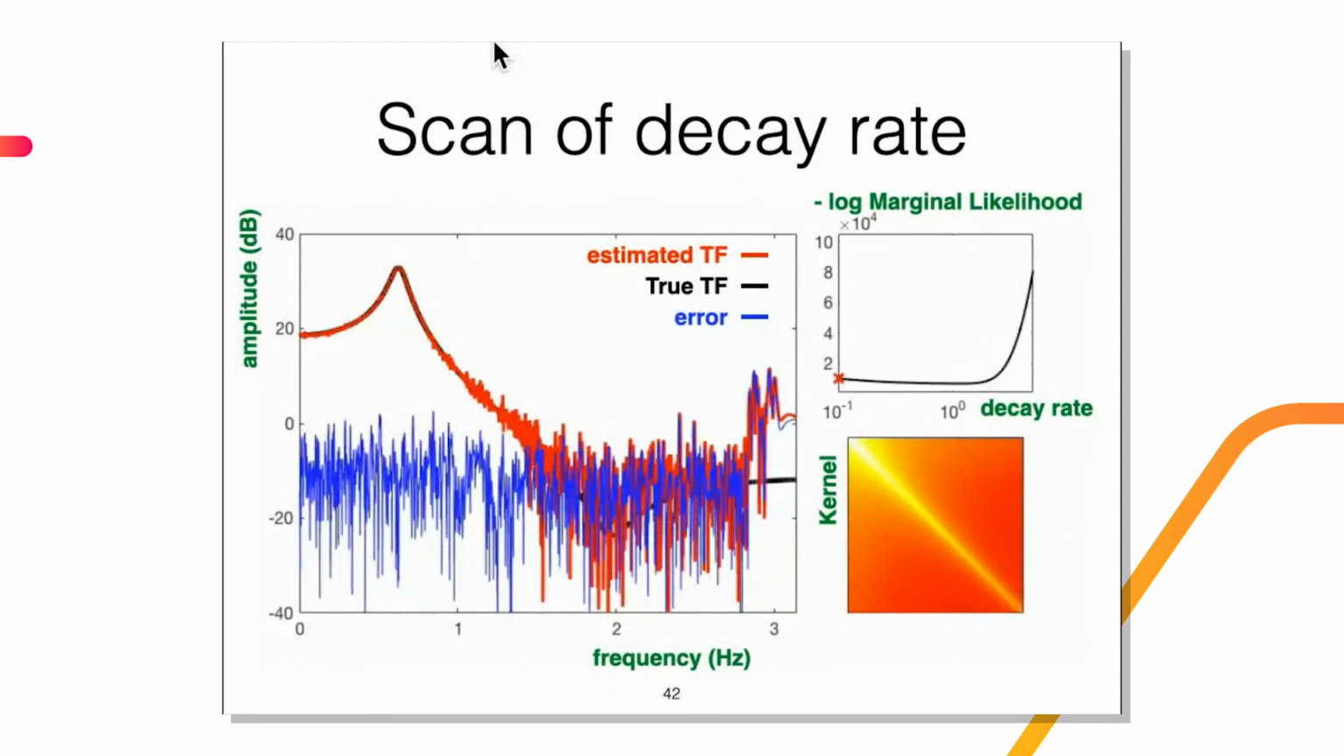Illustration. This is an estimation of a transfer function. The black line is the true transfer function, which is not known, but I show it here. The red one is the estimate of the transfer function based on simulation data from input and output. The error is given in blue. I start with the kernel that you see on the bottom right, with a very long decay rate, so a high complexity of the model. And you see that the estimated model is quite noisy. The error in blue is fairly high.